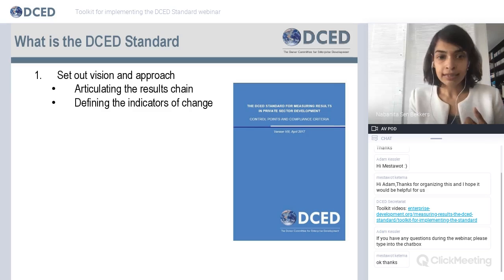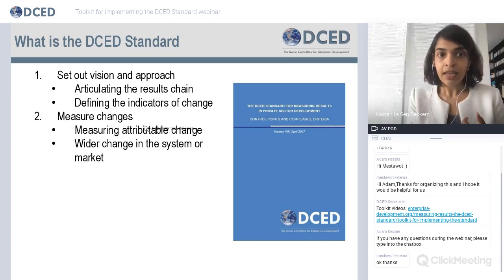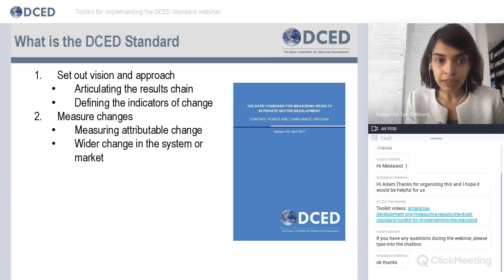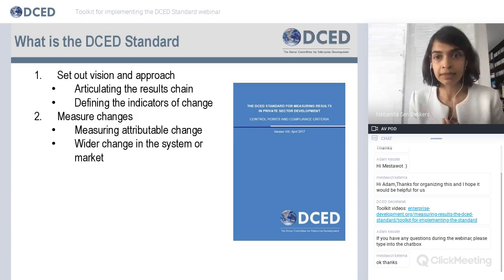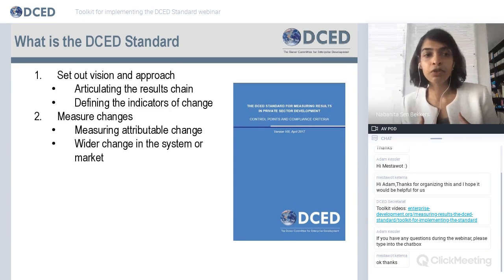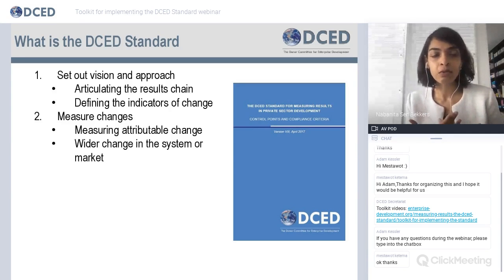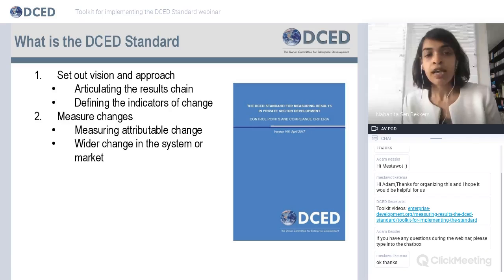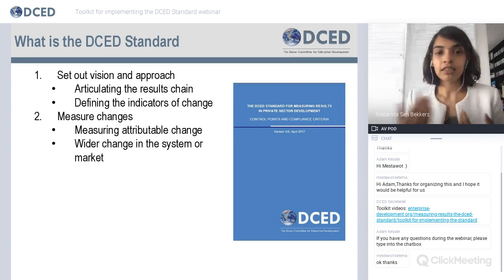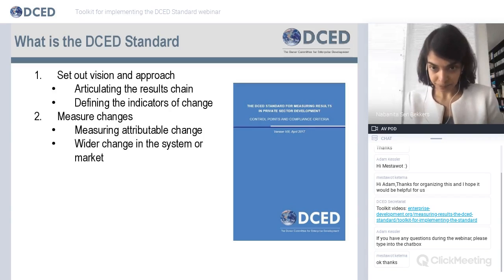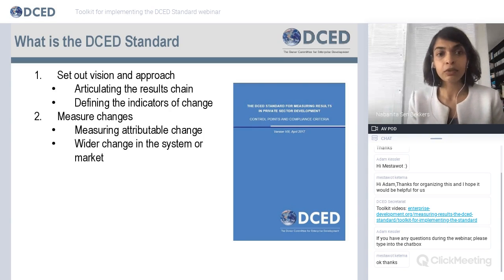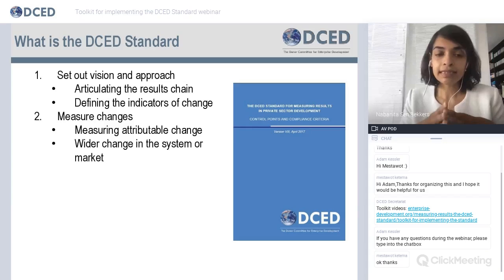Then what the standard has is a few more elements, which is for measuring the changes. So the first one is about measuring attributable change. So when we talk about attribution, we're talking about what are the changes that are plausibly caused by what the project is doing in addition to what could have happened otherwise. And another element is measuring the wider changes in the system and market. So again, the DCED standard is a results measurement standard for private sector development.